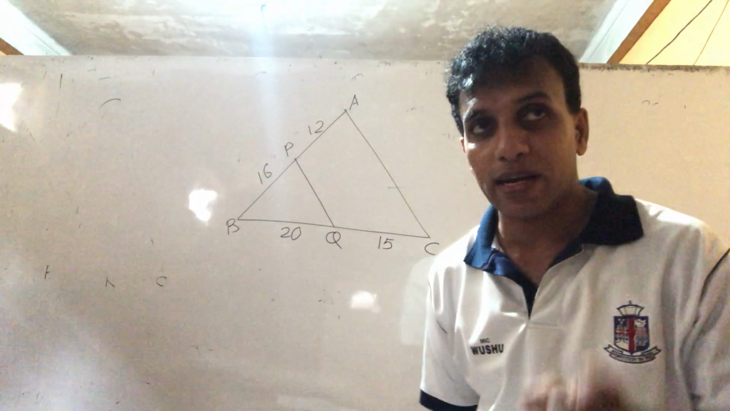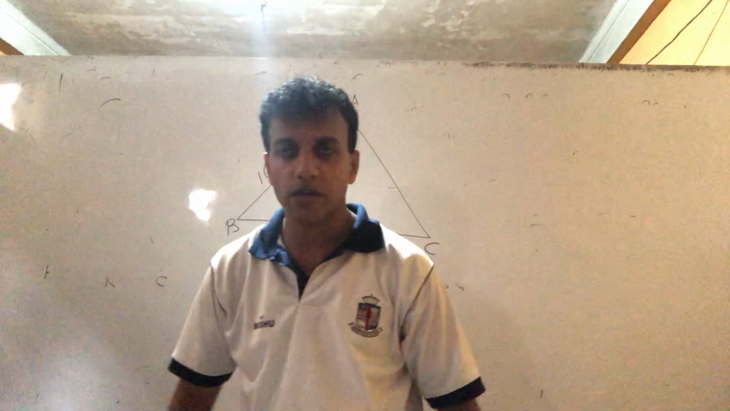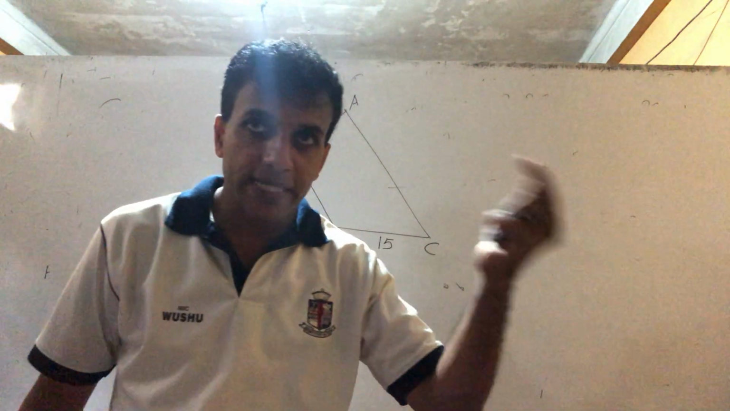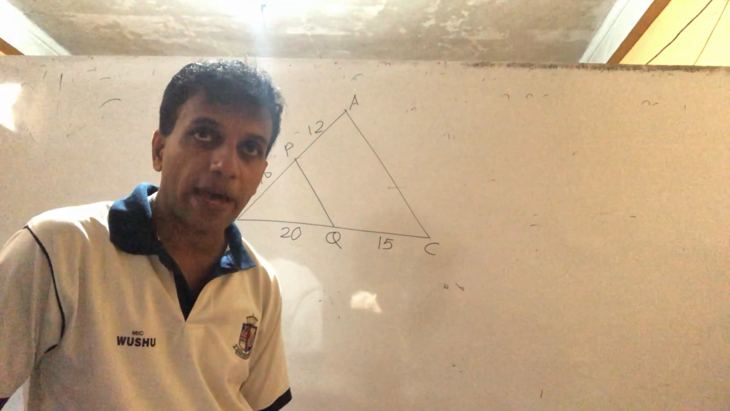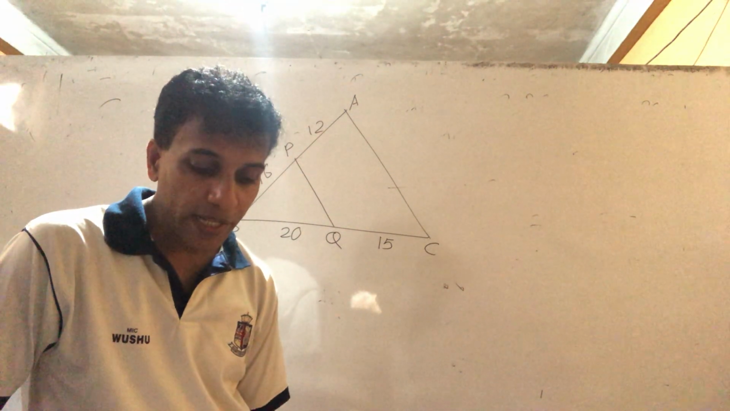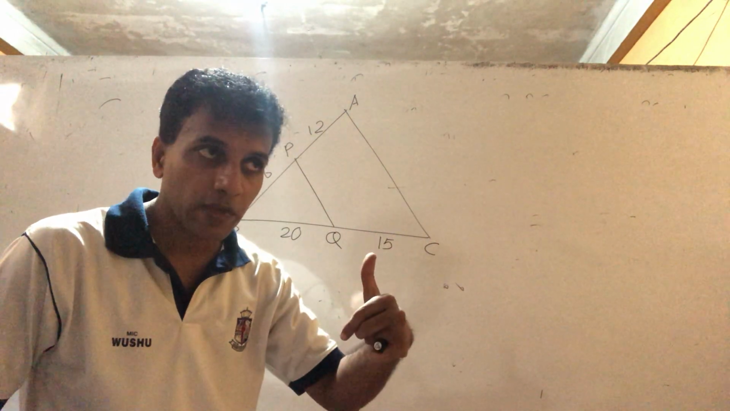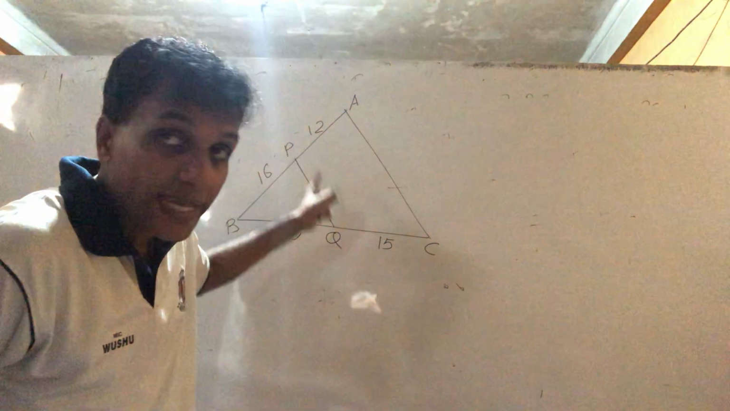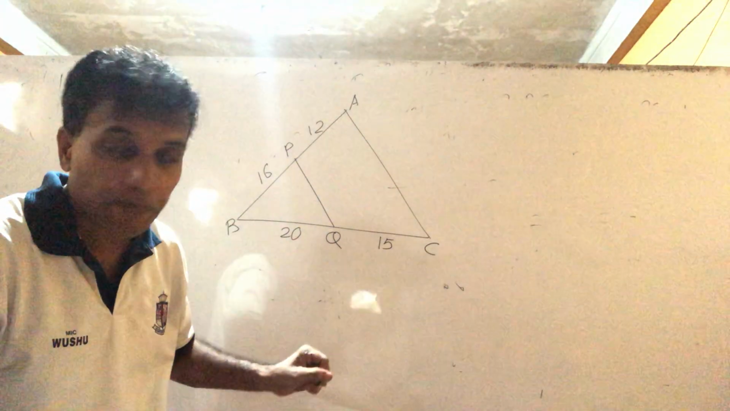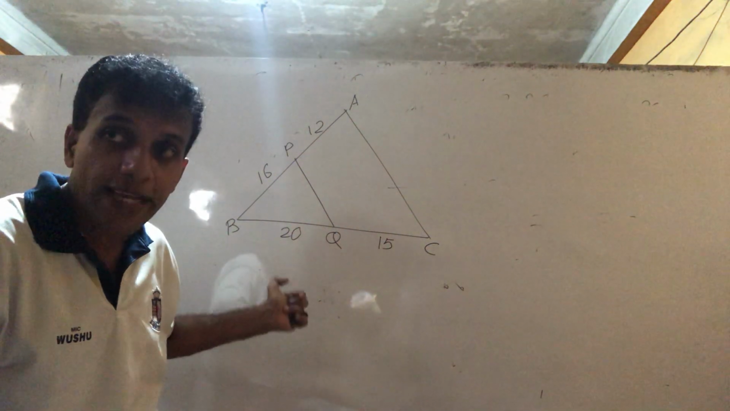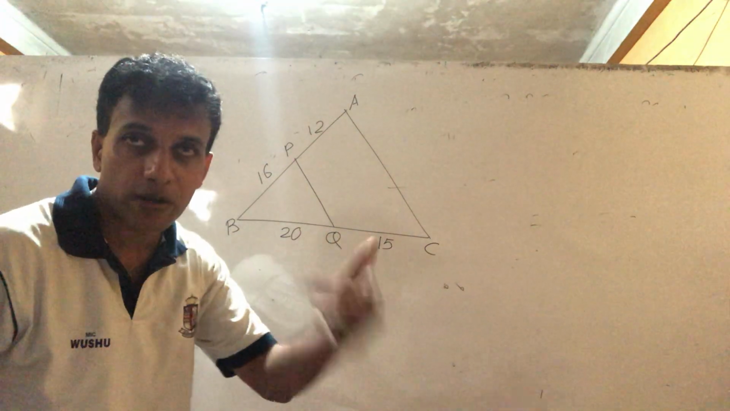Here no parallel is given, we have to show it. Easy question, if you are very clear with the previous problems. The reverse we call the converse theorem. In a triangle, if a line drawn parallel to a side divides the other two sides proportionally, that's the theorem we worked. Now we say, in a triangle, if a line divides two sides proportionally, then the lines are parallel. Simple, right?